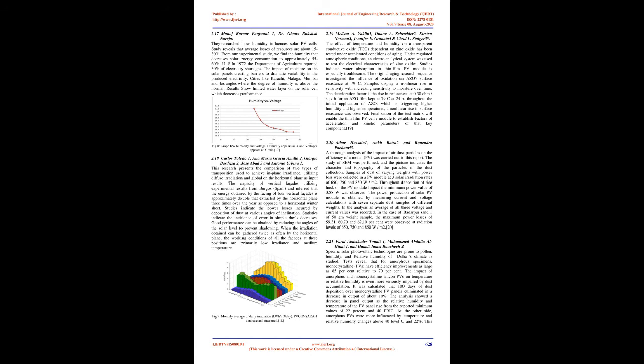Studies indicate the power losses incurred by deposition of dust at various angles of inclination. Statistics indicate the incidence of error on sunny days decreases. Good performance can be obtained by reducing the angles of the solar level to prevent shadowing. When the irradiation obtained can be gathered twice as often by the horizontal plane, the working conditions of all the facades at these positions are primarily low irradiance and medium temperature.